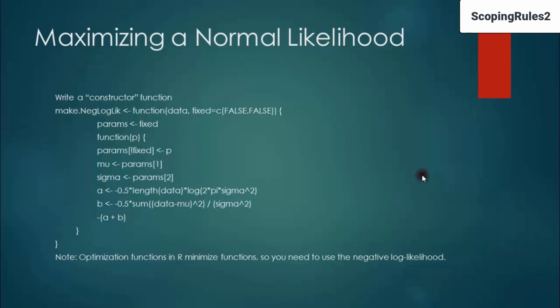We can try this in R. You will be able to plot it. As soon as we finish the course on plotting, we'll have a good idea of how to plot the likelihood of a normal curve. So you have a equal to -0.5 times length of data times log of 2 times pi times sigma squared. The same way you define a variable called b, where you have -0.5 times the sum of (data minus mu) squared divided by sigma squared. And then minus of (a plus b). So this is optimizing a normal likelihood function. Here, optimization functions in R minimize the function, so you need to use the negative likelihood.